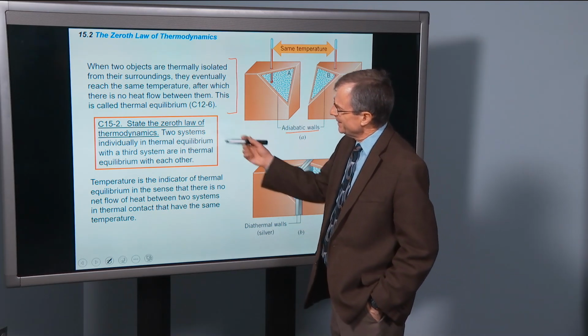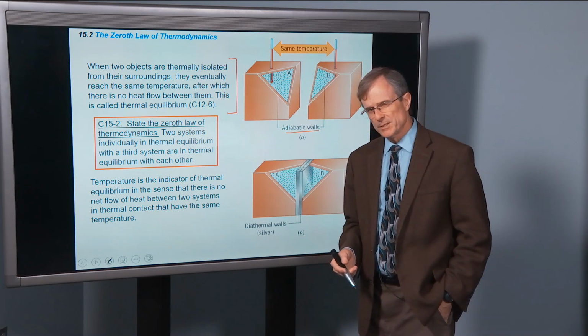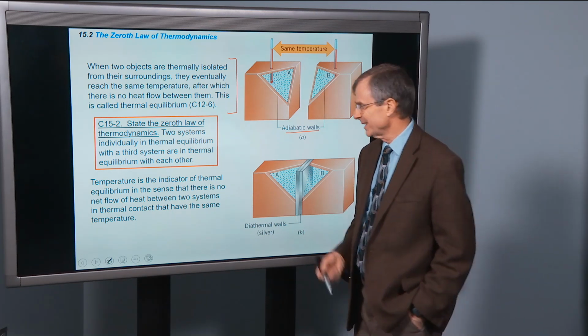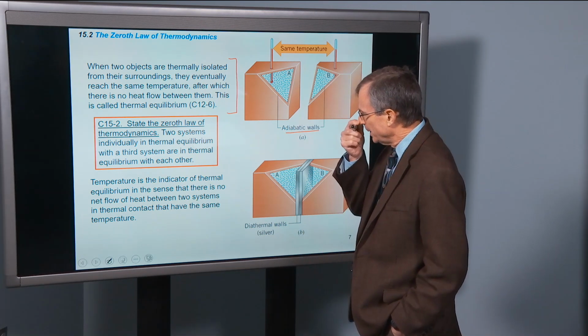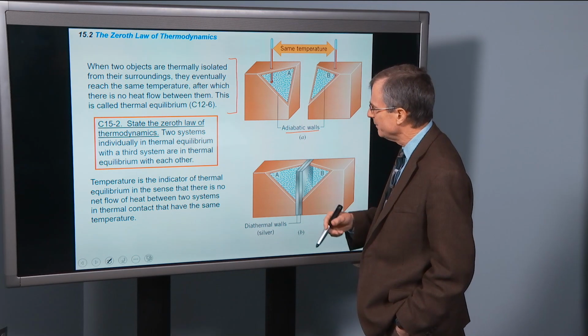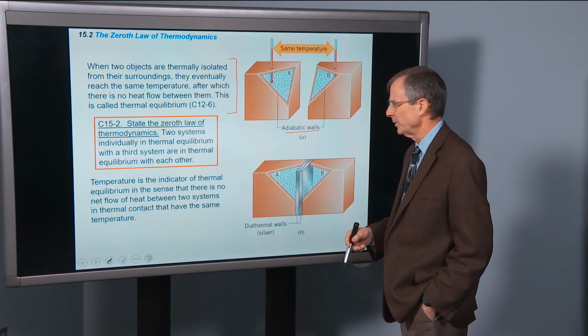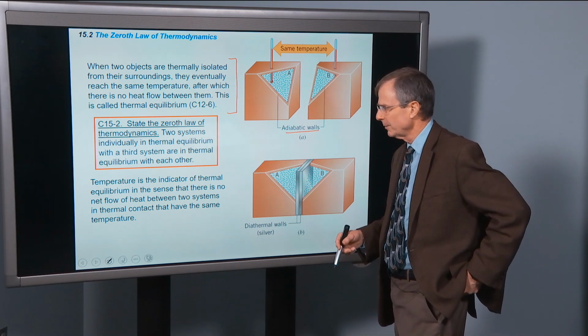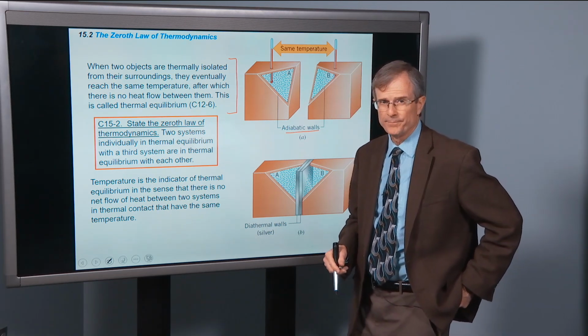So this Zeroth Law of Thermodynamics is closely related to that. In fact, it's almost identical. 2 systems individually in thermal equilibrium with a third system are in thermal equilibrium with each other.